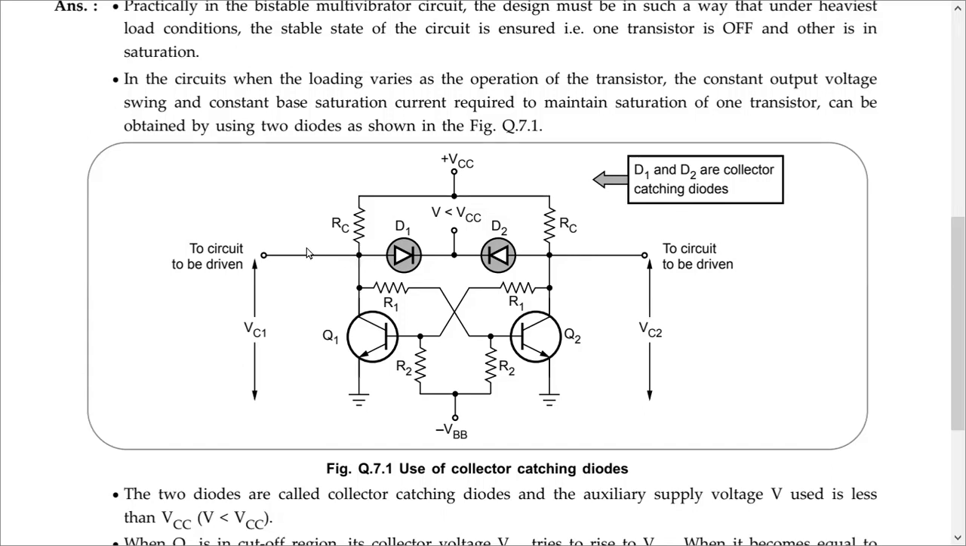Now when we connect a load, because we have an additional voltage source connected here and a voltage value V appears here, that will be able to supply sufficient base current to Q2, irrespective of whatever load current is drawn. So that will improve the performance of the circuit.